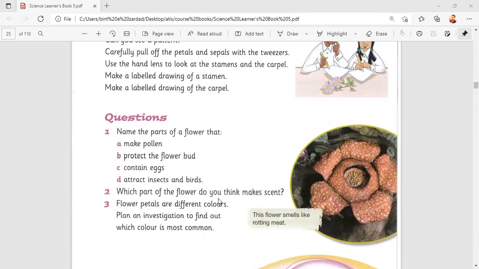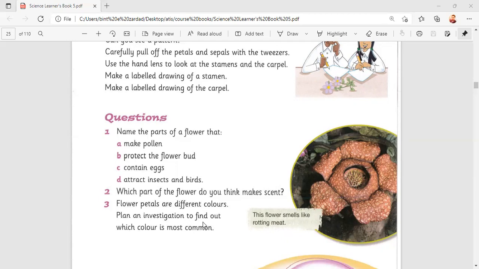Which part of the flower do you think makes scent? Obviously, petals, they are making the smell, the scent. So they attract the insects and birds. Flower petals are different colors.